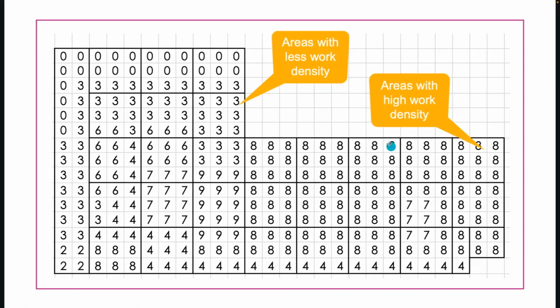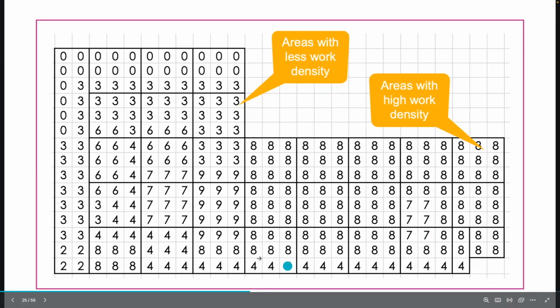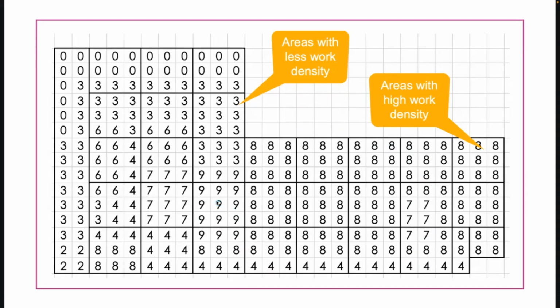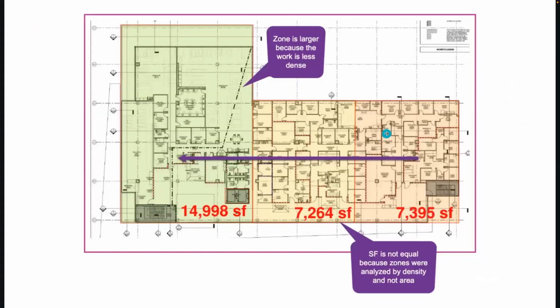You'll see that 8 represents a typical exam room. This 7 is a conference room. The 4 is a hallway. The 9s are the elevator bank and the bathrooms. When you see the lower numbers, these are areas with less work density. The higher numbers have higher work density. Human beings are horrible at estimating time, but we're very, very good at estimating work density.